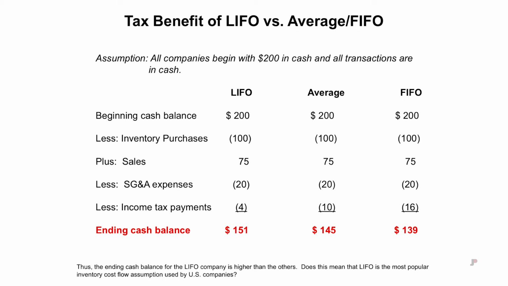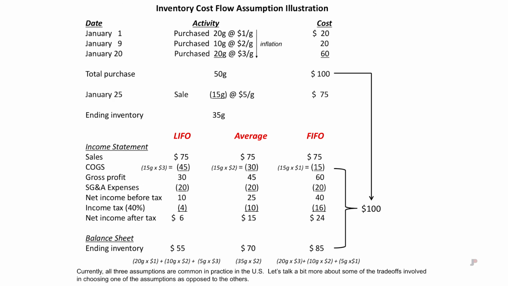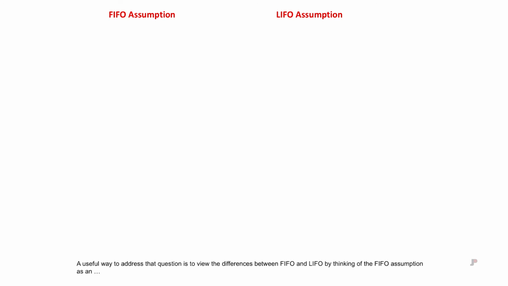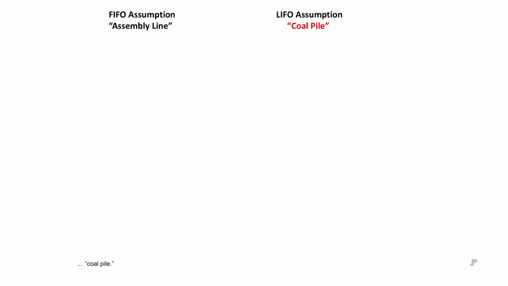Does this mean that LIFO is the most popular inventory cost flow assumption used by U.S. companies? Currently, all three assumptions are common in practice in the United States. Let's talk a bit more about some of the trade-offs involved in choosing one of the assumptions as opposed to the others. A useful way to address that question is to view the differences between FIFO and LIFO by thinking of the FIFO assumption as an assembly line and the LIFO assumption as a coal pile.